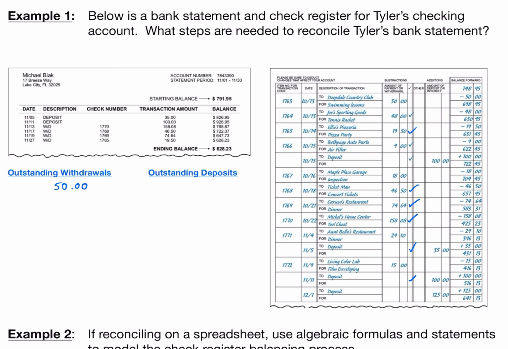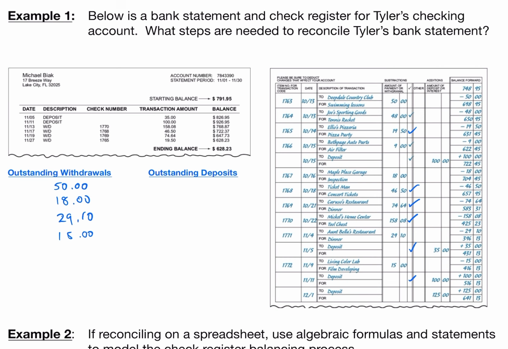We also have a withdrawal in the amount of $18. Okay, and so we're going to go ahead and list that as an outstanding withdrawal. Going further down the list here, we see that there's also a withdrawal or a check of $29.10, which is not on the bank statement. So we're going to go ahead and write that down. And continuing down, we also have another check made out to Living Color Lab for $15. That's considered an outstanding withdrawal.